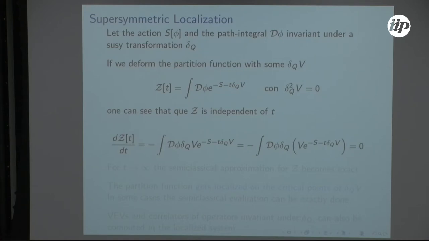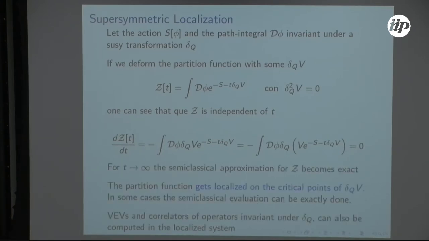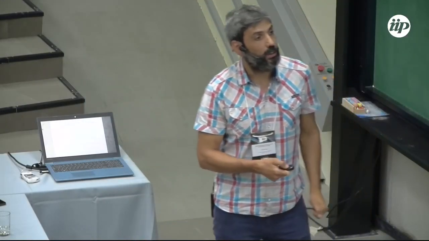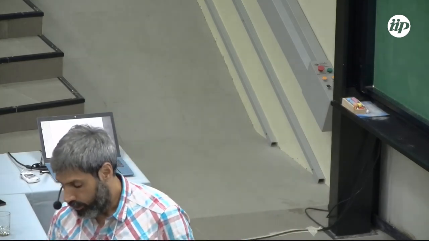But because of the invariance of the action and the measure, you realize that the derivative of the deformed partition function with respect to t is just the path integral of a total variation, and it's zero. So it turns out that if you compute it with any value of t, you always get the same answer, the answer with t equal to zero, which was your original theory. And the idea is that if you can do it for any t, let's do it for t going to infinity, where you have a semi-classical saddle point approximation, but because of this property, it is exact.